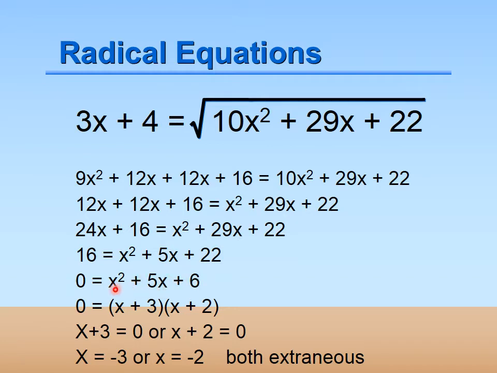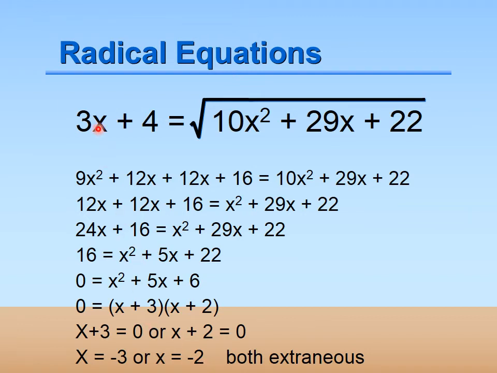And then in order to solve this quadratic, I'm going to factor it using the reverse box method. So I need two numbers that multiply together to get 6 but add up to 5. That would be 3 and 2. So my factors are x plus 3 and x plus 2. So according to the zero multiplication property, either x plus 3 equals 0 or x plus 2 equals 0, which means x equals negative 3 or x equals negative 2.